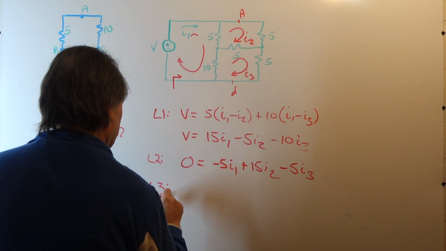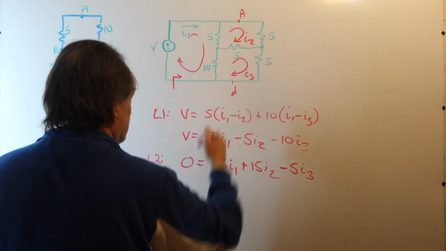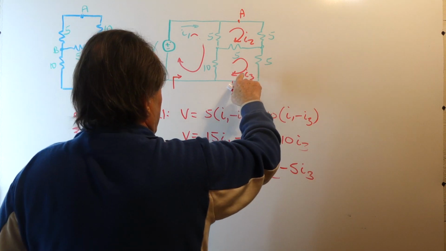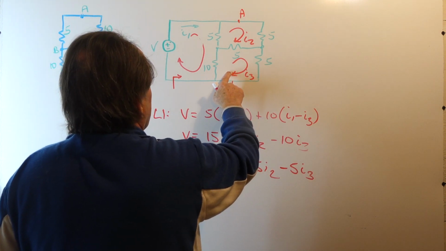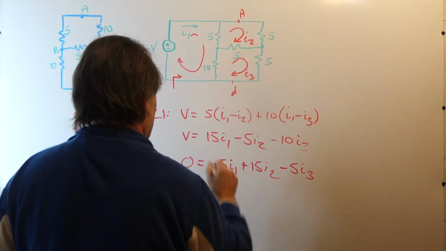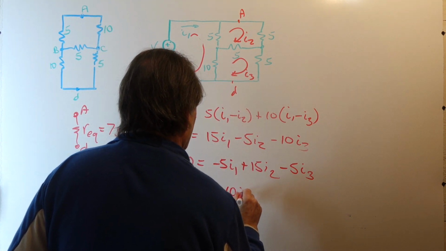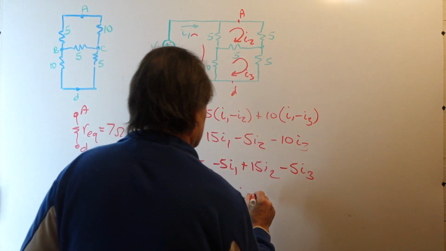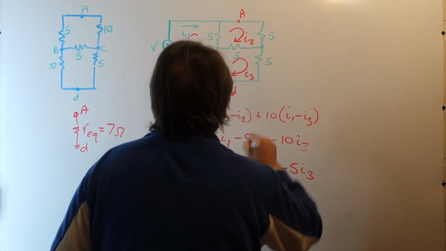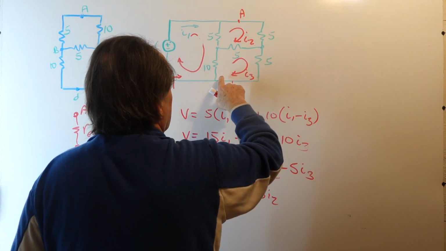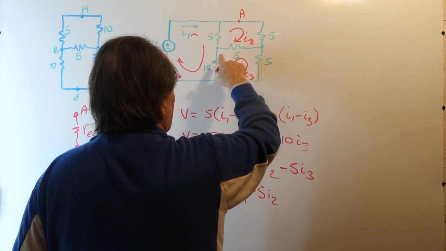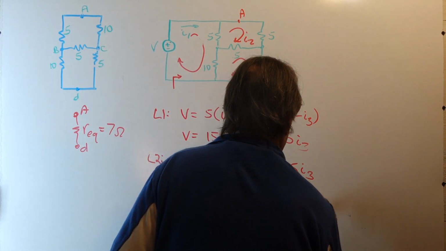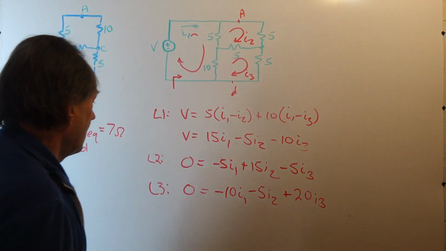And for loop 3, again, there are no voltage sources here, so it's 0, equal to the element that's common to loop 3 and loop 1, which is 10. So we have minus 10 I1. The element common to loop 3 and loop 2 is 5. So we have minus 5 I2. And in loop 3, there are 3 elements that touch the current I3, which are 10, 5, and 5, or plus 20 I3.